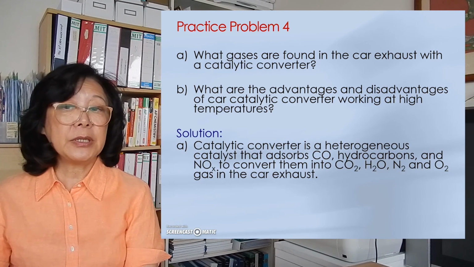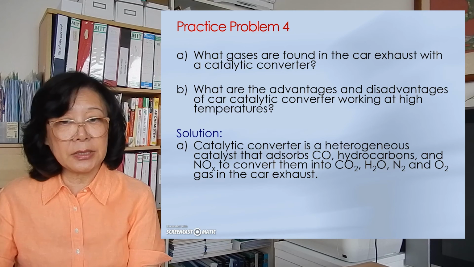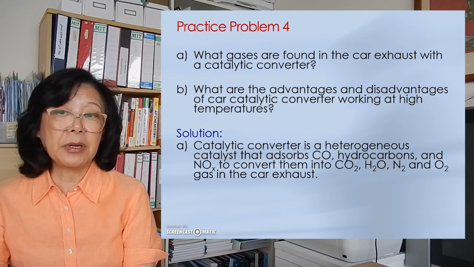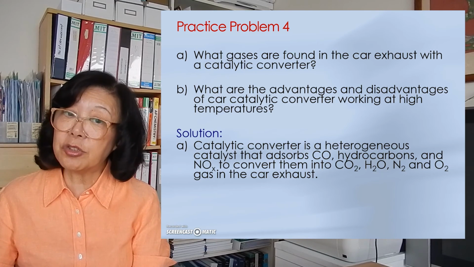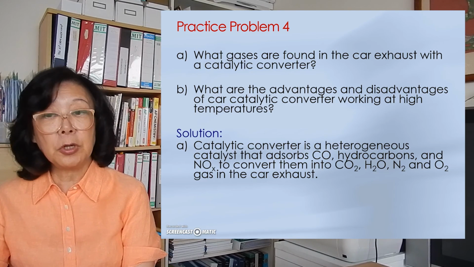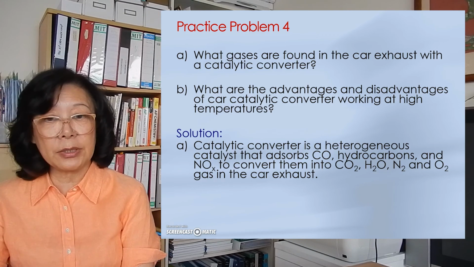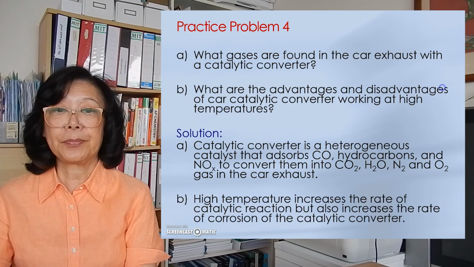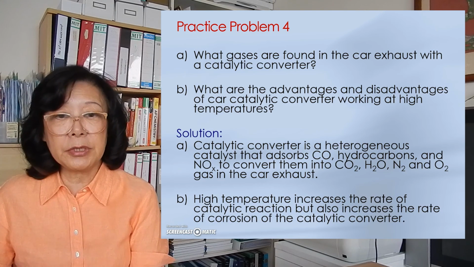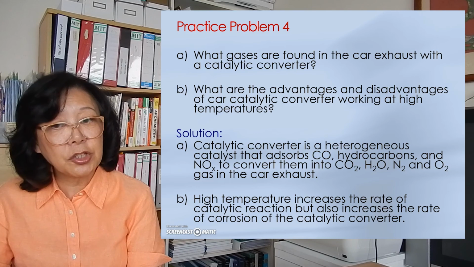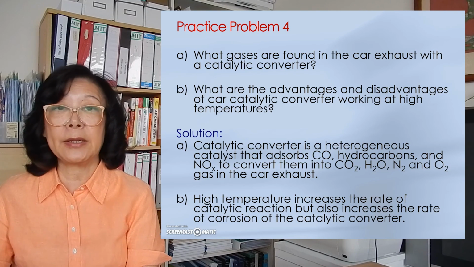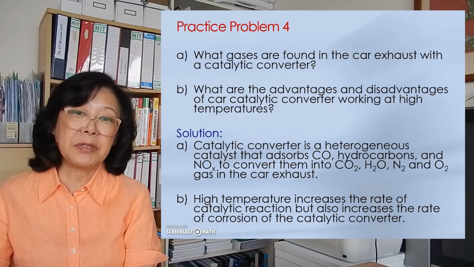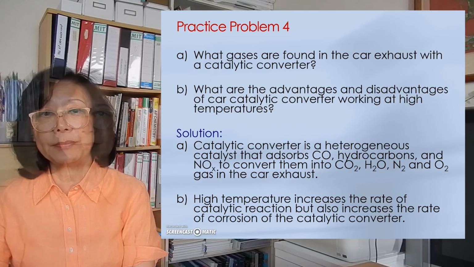the catalytic converter is a heterogeneous catalyst that would adsorb carbon monoxide, hydrocarbon, and nitrogen oxide gas to convert them into CO2, water, nitrogen, and oxygen in the car exhaust. High temperature will increase the rate of catalytic reaction, but also increase the rate of corrosion of the catalytic converter. So it does have its own disadvantage as well.